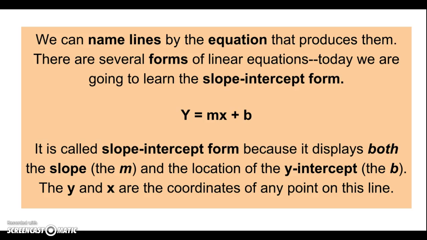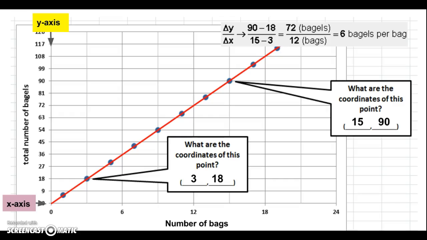It's called the slope-intercept form because it displays both the slope, and that's the m in the equation, and the location of the y-intercept, which is the b in the equation. The y and the x are the coordinates of any point that is on this line. Let's take a look at it.